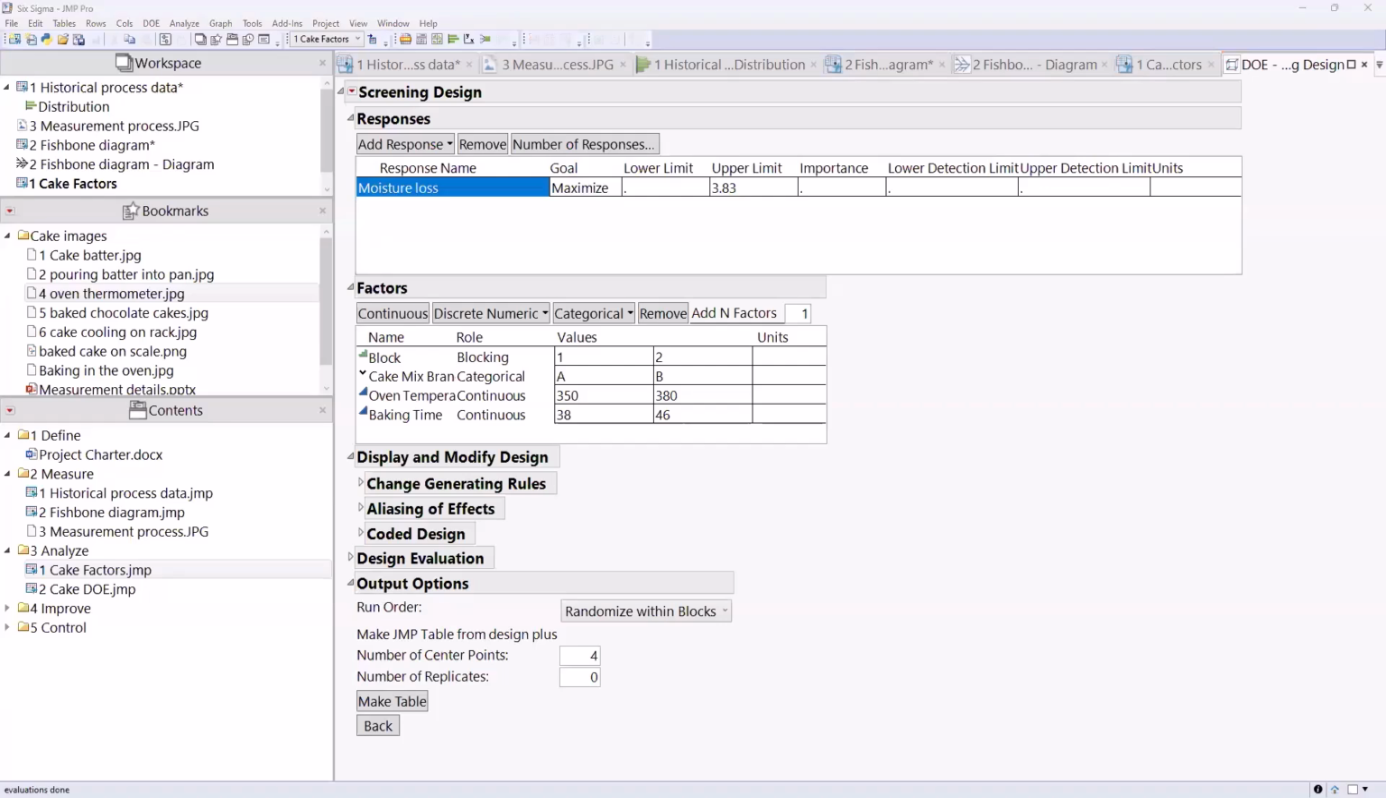There are other types of designs as well where I wouldn't have to necessarily add the center points. I don't know if Scott was going to give us a tip here.